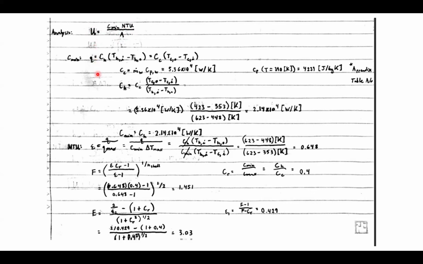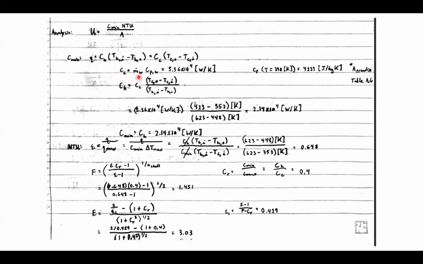One thing to note is that we have the mass flow rate of the water, which is the cold fluid in this scenario, but we don't have the mass flow rate of the hot fluid, the air, in this scenario. And so because our heat transfer rate is equal on the hot side and the cold side, we can solve for the cold side heat capacity and use that to solve for the hot side heat capacity.